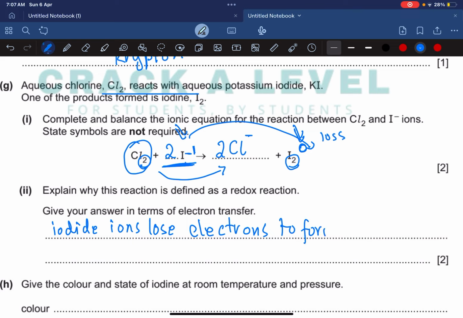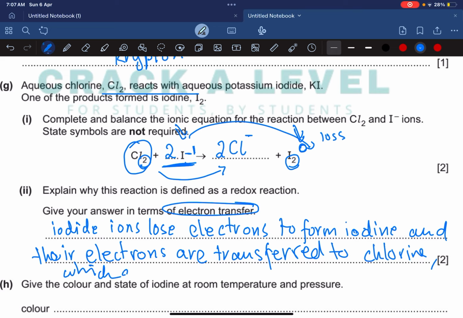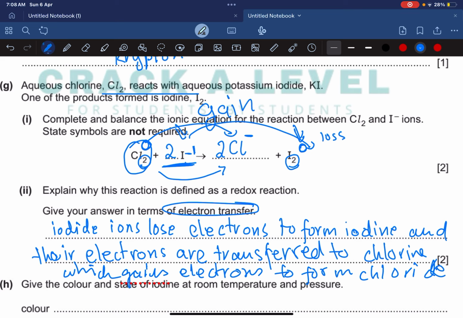to form iodine, and there, because we have to answer in terms of electron transfer, we're going to say that their electrons are transferred to chlorine, which gains electrons to form chloride ions. That was simple. देखें, यहाँ पे क्लोरीन का ऑक्सीडेशन नंबर 0 है, यहाँ पे है -1. ठीक है, that means 0 to -1, that's a gain of electrons. Chlorine basically gained the electrons from iodide, because iodide basically lost. ठीक है, so to form chloride ions.